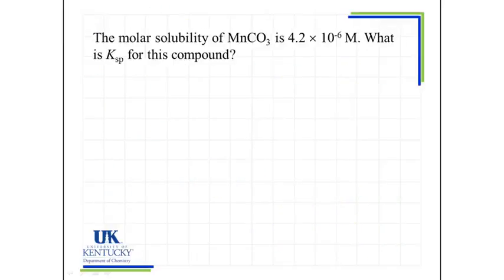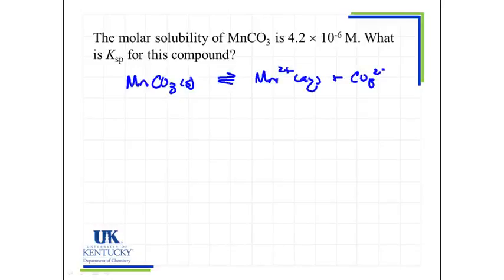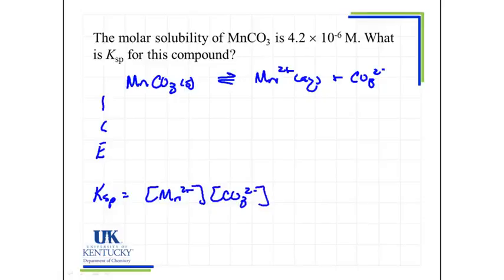Okay, so in this problem we have molar solubility given to us, and we're trying to determine KSP, so it's the reverse of the previous problem. But we begin by writing the reaction, same as we did before. We have the solid on the left, the ions it breaks apart into on the right. I will do an ICE table, but before I do that, I want to write my KSP expression. Manganese 2 plus, carbonate. So far, nothing's different.